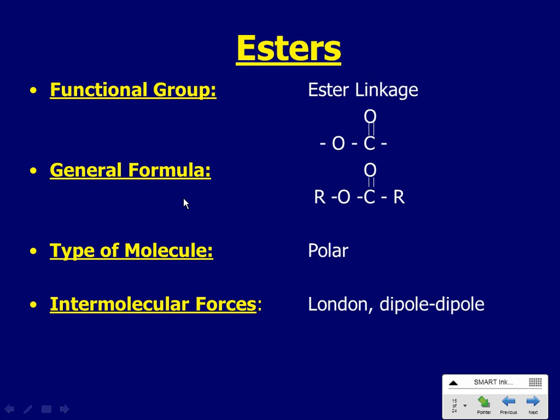So it's called an ester linkage. It's only polar. Well, it is polar. It's only London and dipole-dipole. There are no H's bonded directly to the O. So we do not have hydrogen bonding here. It's not as polar as the carboxylic acid. It becomes less polar.